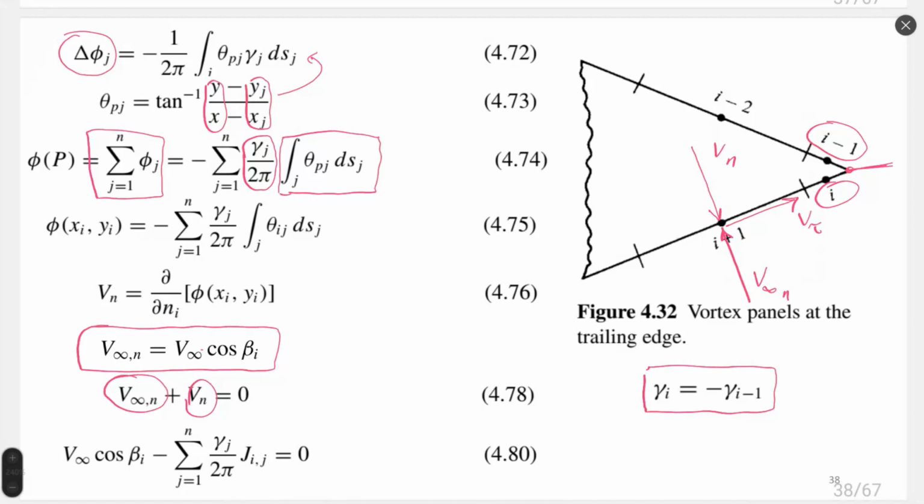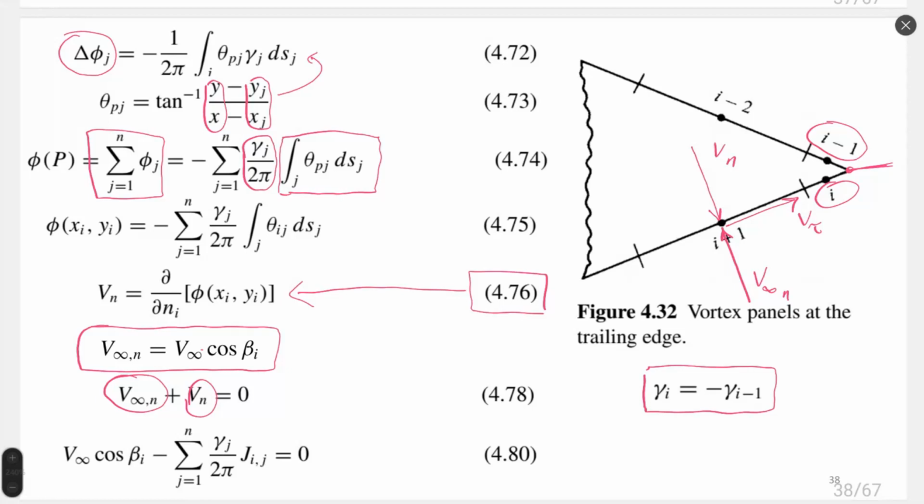I say numerically because to find velocity, or the normal component of velocity created by each panel, we must take a normal direction derivative of the potential function. This is equation 76. We take our potential function, take the derivative of this function in the direction of the normal, or perpendicular direction, to each panel, and we obtain Vn, the normal component of velocity.